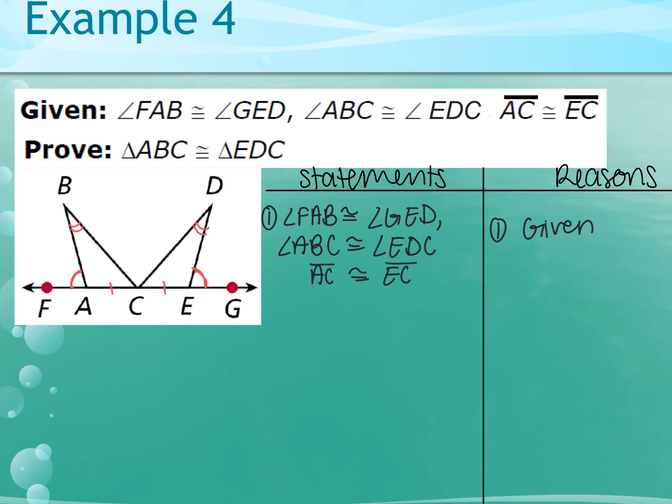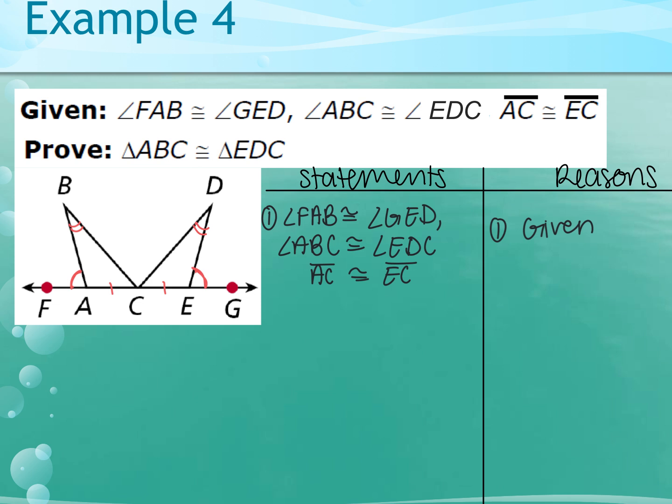Let's go ahead and figure out what else we have to find. It can't be HL. It's not going to be side, side, side. It can't be angle, side, angle. Why can I already determine that? Because this is not on one of the included sides. So right now I'm down to two. No, it can't be angle, side, angle. It's going to have to be angle, angle, side.